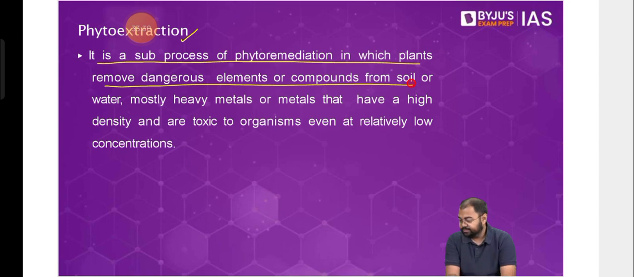Can biosparging and bioventing be useful in removing heavy metals such as lead and cadmium? Not really. In a very limited way. Not exactly. Not completely.